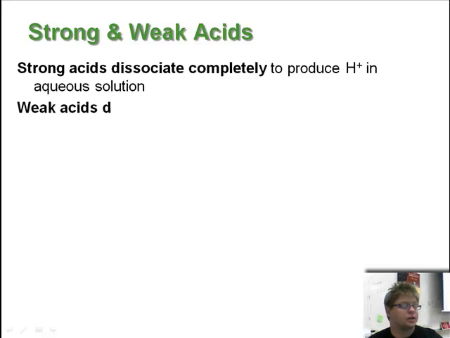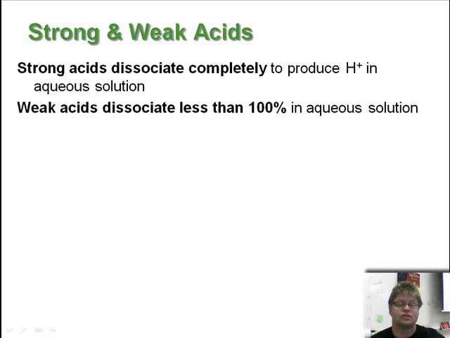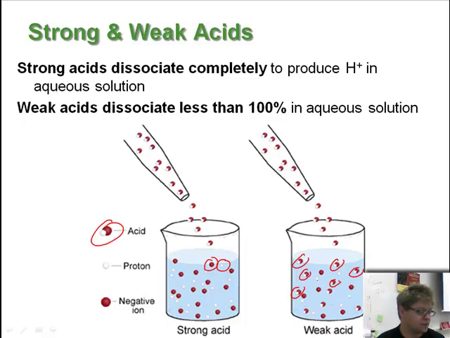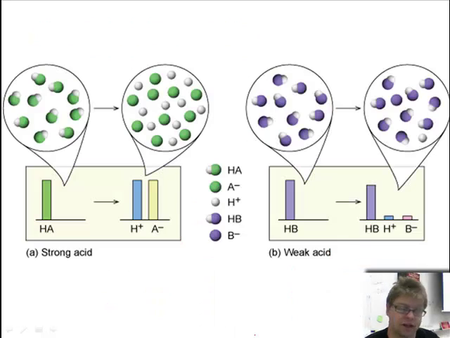Strong acids dissociate completely. Weak acids dissociate less than 100% in aqueous solution. They go into water, they don't separate completely. So here's a picture representing the strong acid and the weak acid. You'll see in the strong acid, all you have are the protons and the negative ions only. You have none of the acid in the solution. Here, you have some acids. You can see them here, simple example. You still have some acids. You have the protons and you have the negative ions. So when you have all of them present, that's what's called a weak acid. And when you only have the ions present, it's called a strong acid.